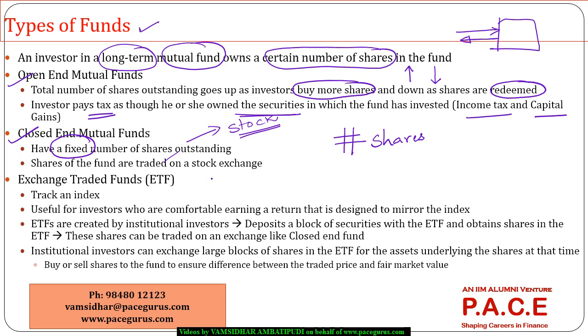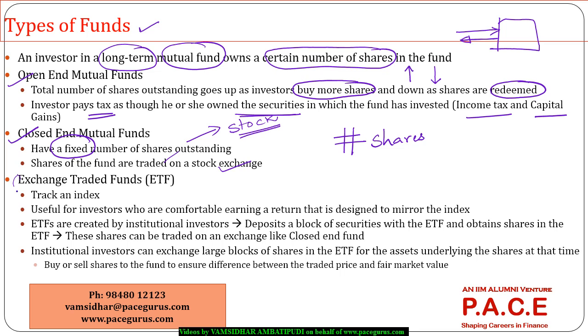Whereas in case of a closed-end fund, just like a stock exchange, where the shares are traded, even the closed-ended mutual funds are also traded. But that is not the case in case of open-ended mutual funds. The buying and selling is happening directly to the fund, which will result in increase in the number of shares or decrease in the total number of shares. It's not a transfer of shares.